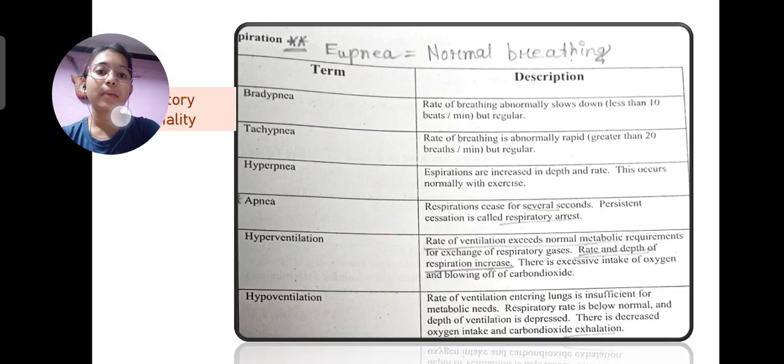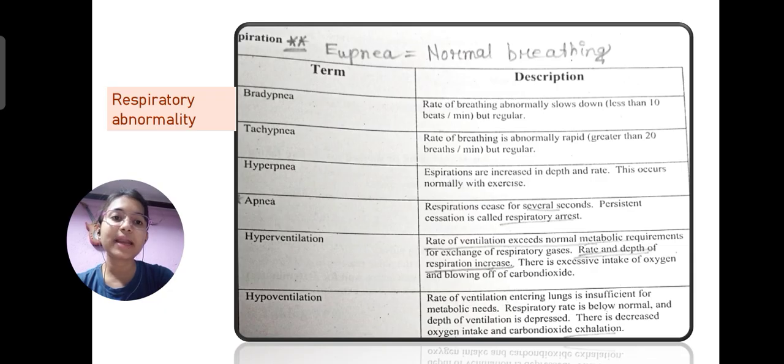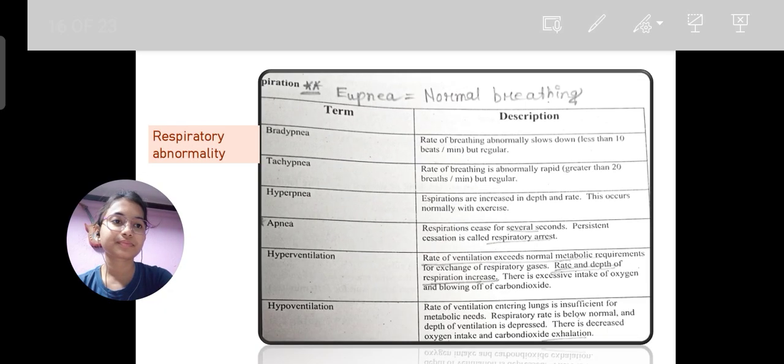Now we will learn about the respiratory abnormalities. So what are they? The normal breathing, that is also known as eupnea, then bradypnea and tachypnea. What is bradypnea? Brady means decrease. So when the respiratory rate decreases to less than 10 breaths per minute, it is known as bradypnea.